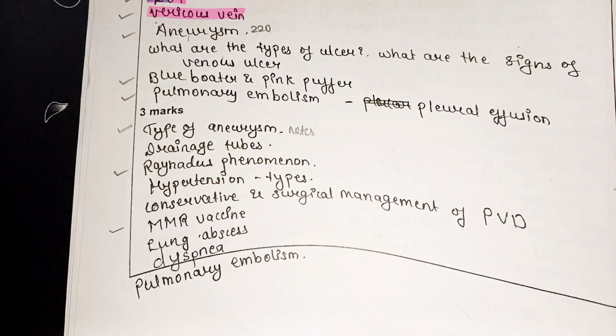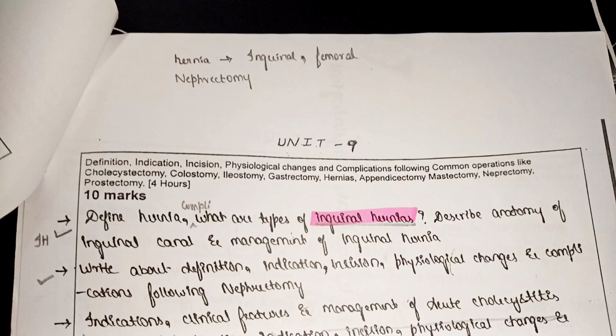Next, in important 3-mark questions, the first one, types of aneurysm, drainage tubes, Raynaud's phenomena, hypertension and its types, conservative and surgical management of PVD, MMR vaccine, lung abscess, dyspnea, and pulmonary embolism. Now, moving on to the next chapter.